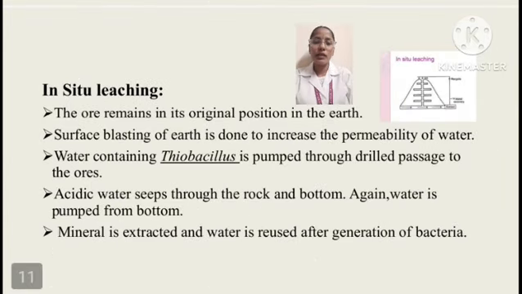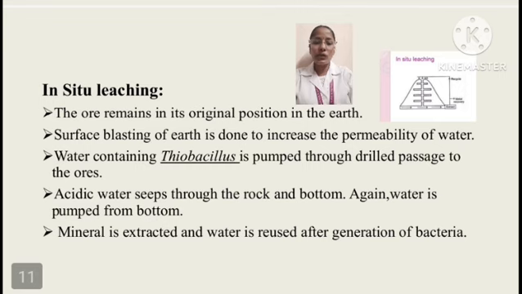In-situ bioleaching is the last type of bioleaching. In this method, the metal ores are not removed from the earth. The remaining ores are left in their original place underground. First, surface blasting or drilling is carried out to increase the permeability of the rock so that water passes through easily. The water containing bacteria such as Thiobacillus is pumped through the drilled pipes into the ore body.